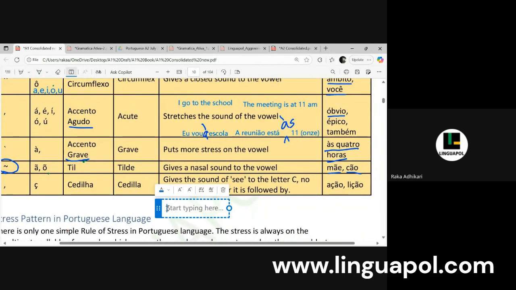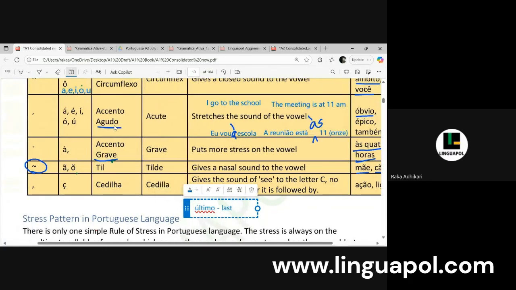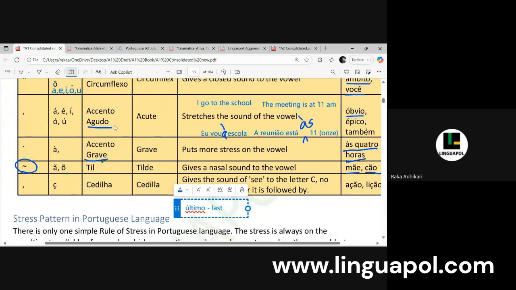So here's a new word for you. Último. Último means last, the last one, something that is the last one. For example, here we are saying último acento, last accent. In European Portuguese, we will say this as último. And in Brazilian, we'll say último.